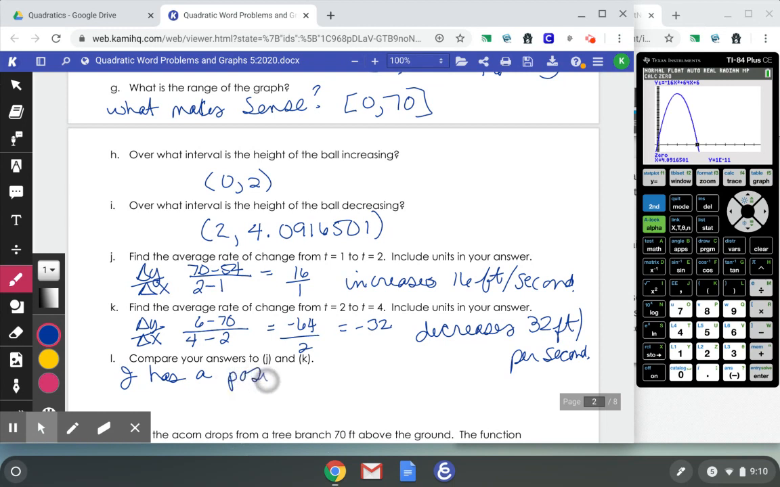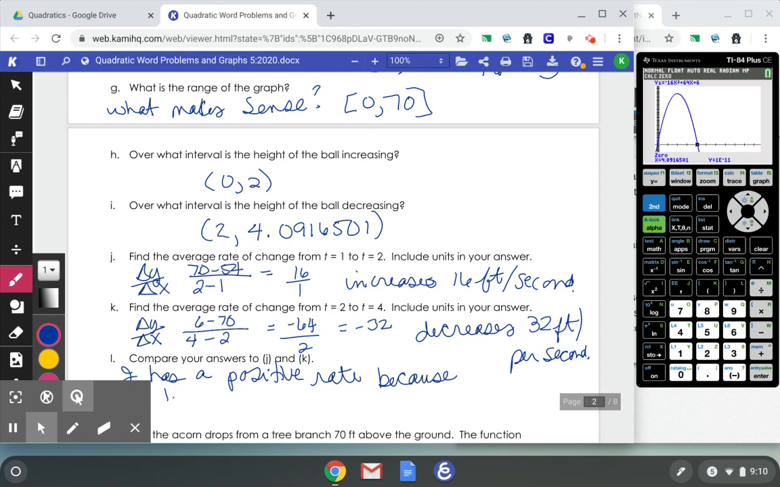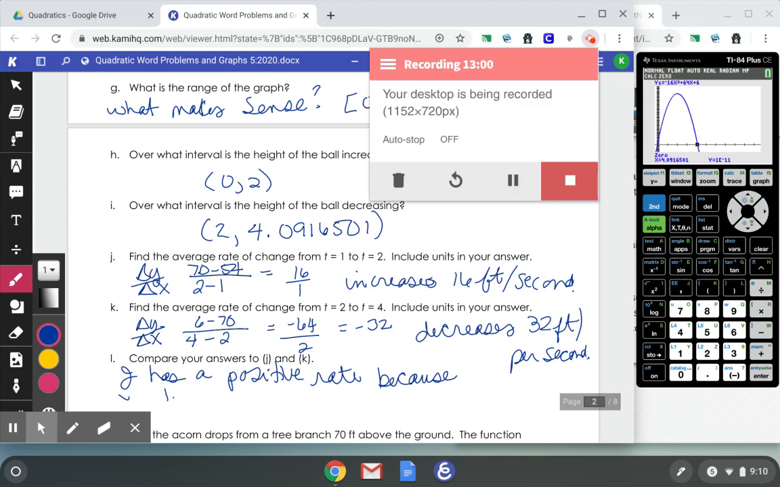positive rate. Should I look how Jewish stuff? Because Mommy, the ball is being thrown up. Stuff. Mommy, should I look how Jewish stuff? Look how clown.